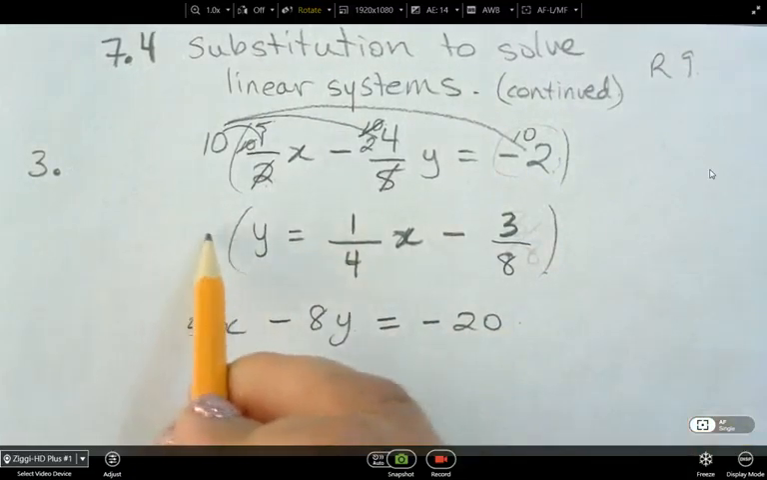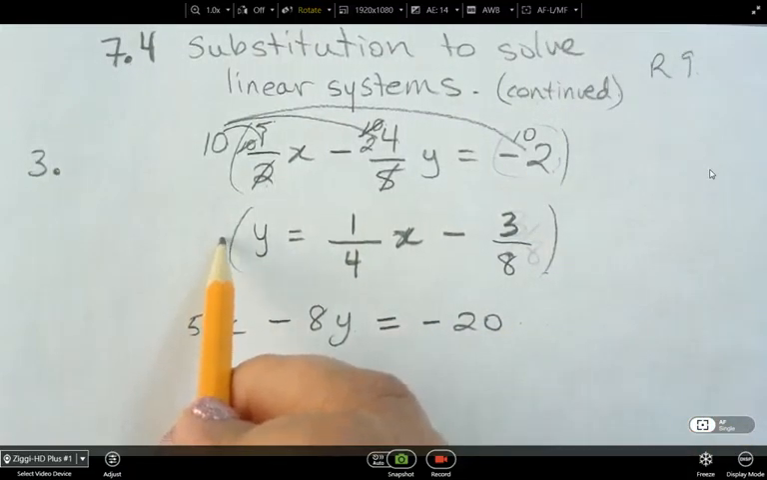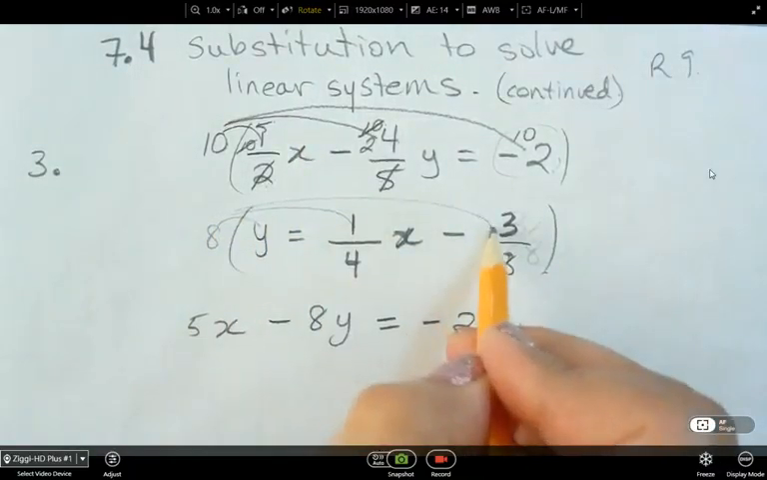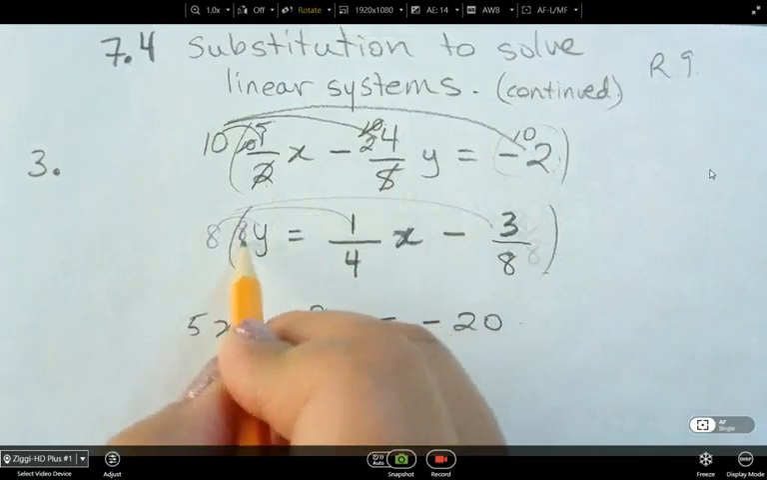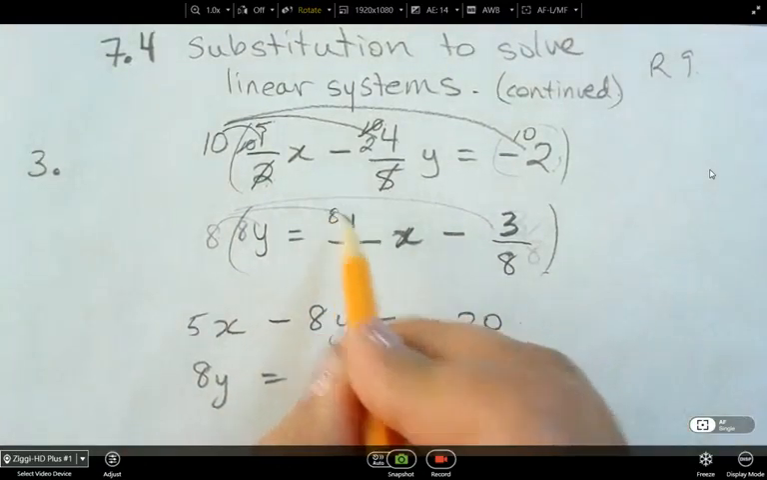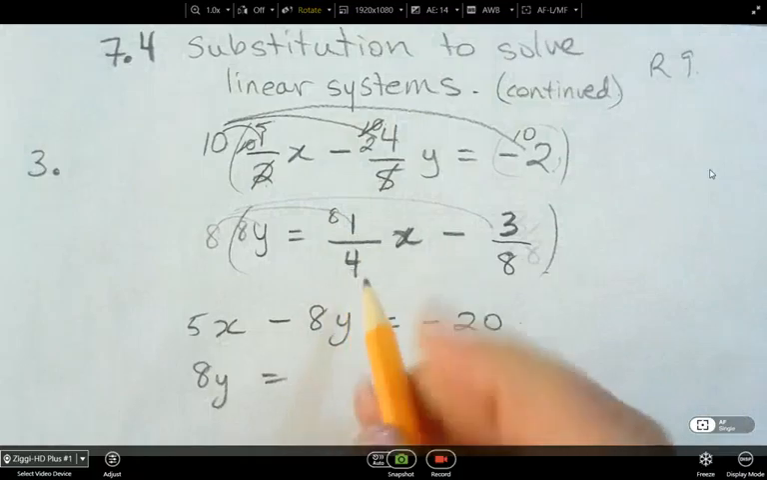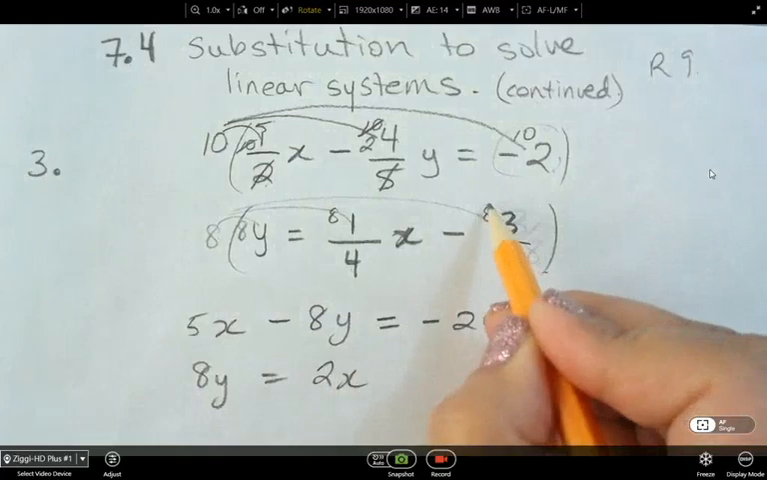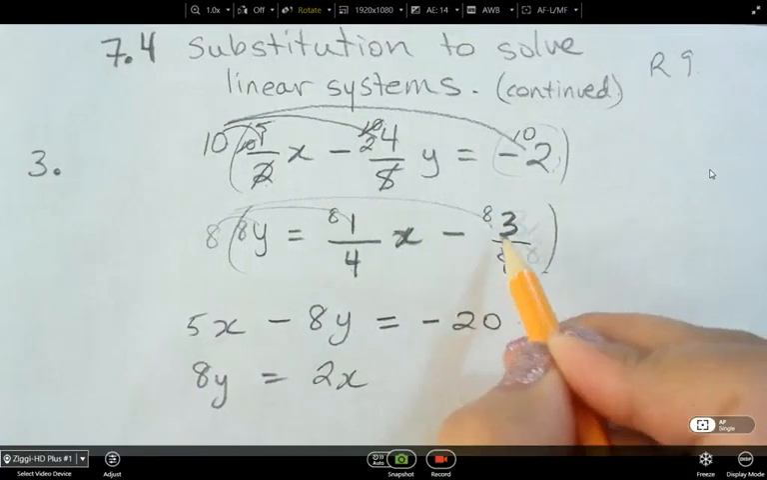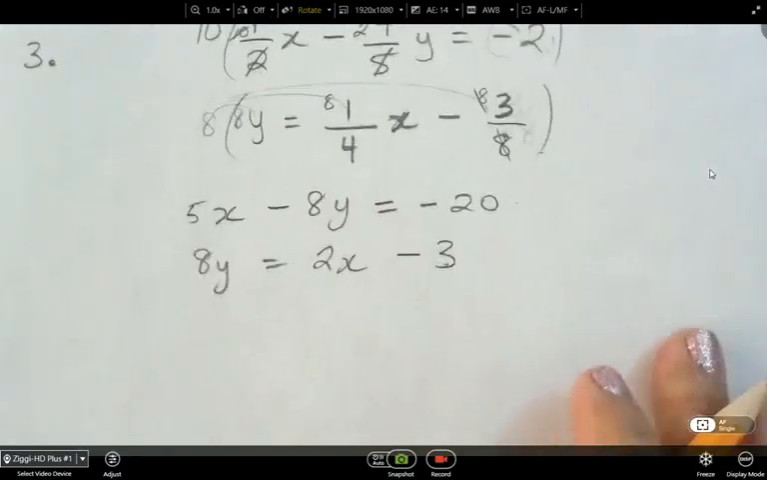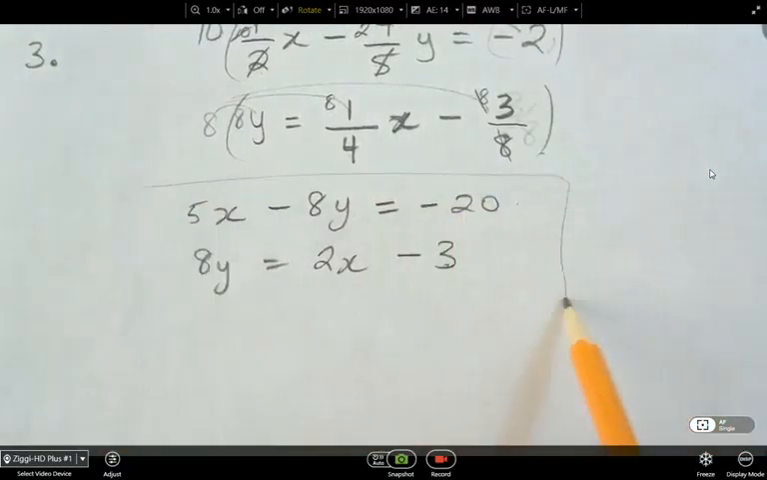Now, what's my LCD that I'm going to use here? 8. So I multiply everything by 8. I put an 8 here. What do I end up with? 8y. How about here? I get an 8 over 4, that reduces to 2x. And if I have an 8 multiplying here, what happens? They cancel. Okay, so now I'm left with these two equations, and this is what I'm going to work with.